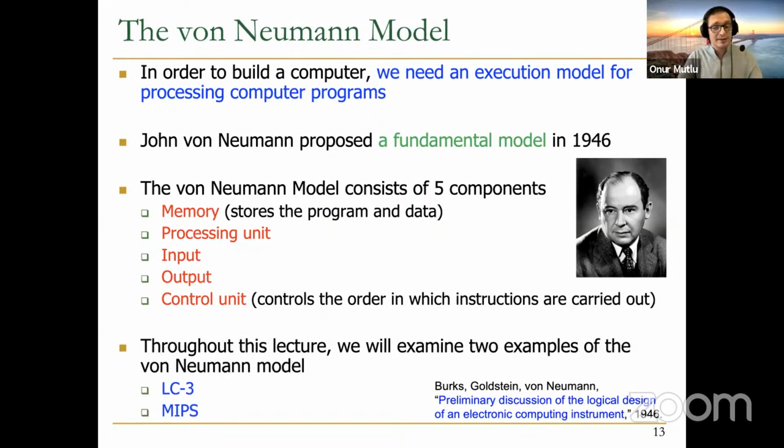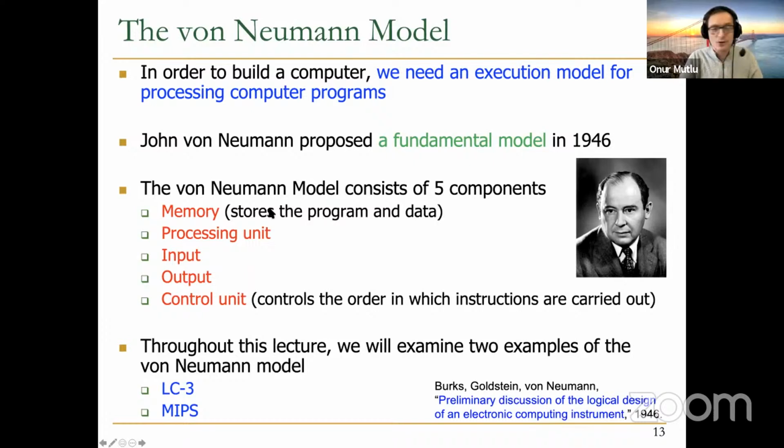So we will have all these 5 components of the von Neumann model, and we're going to examine them. Throughout this lecture, we will examine 2 examples of this von Neumann model: LC3, Little Computer 3, and MIPS, which stands for Microprocessor Without Interlocking Pipeline Stages. You don't need to know what that stands for. It's just an architecture, basically an instruction set architecture.